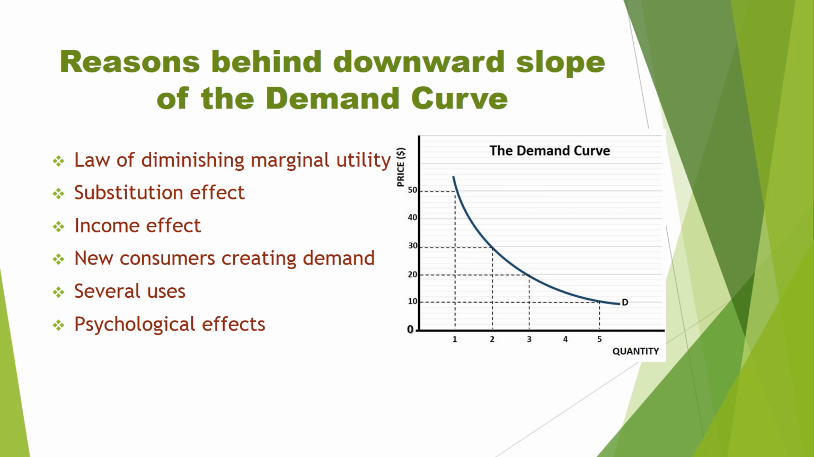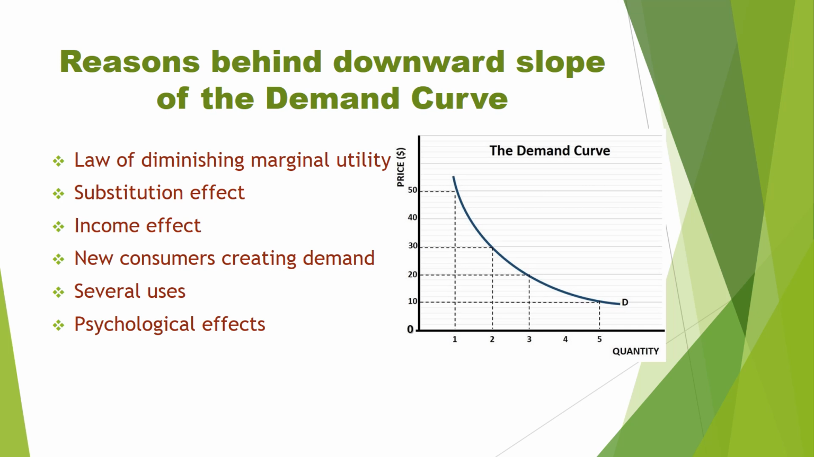Several uses. Some commodities can be put to several uses, which leads to the downward slope of the demand curve. When the price of such a commodity goes up, it will be used only for important purposes. Suppose the price of the commodity falls, the consumer purchases more of that good. For example, electricity charges. If the price of electricity increases, the consumer uses it for limited purposes, and if the price of electricity reduces, the consumer uses it for several purposes.